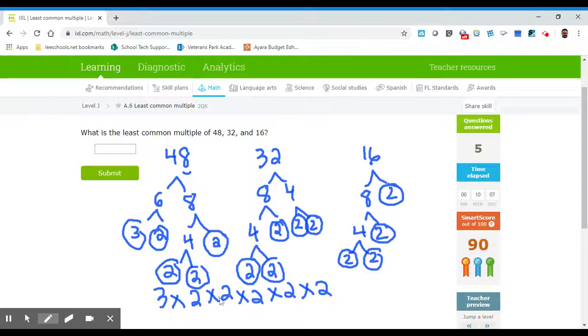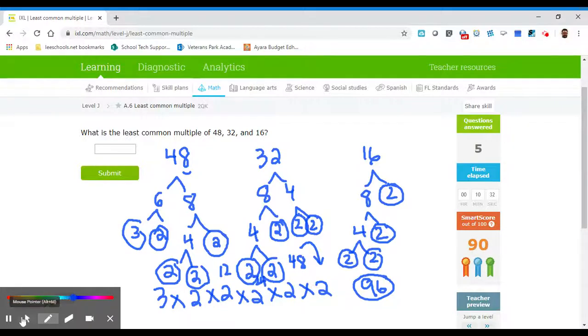So once we multiply this, we will have our answer. So 3 times 2 is 6. 6 times 2 is 12. 12 times 2 is 24. 24 times 2 is 48. And 48 times 2 is 96. So our final answer, the least common multiple, is going to be 96.